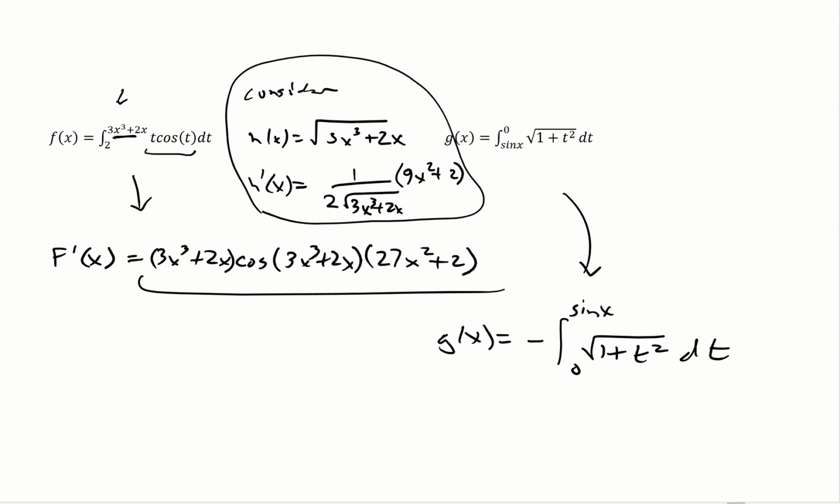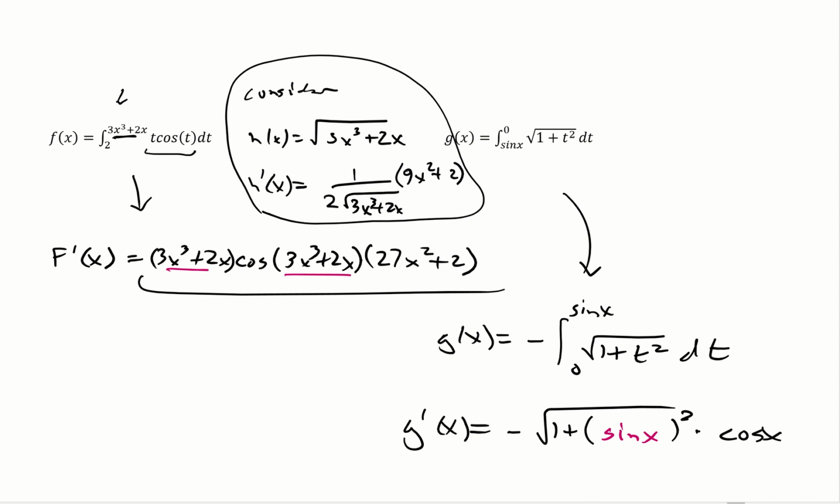So what is g prime? The outer function is the definite integral. It's going to be a minus square root of 1 plus, but then what happens? You take stuff times derivative of stuff. I'll put it in color this time. This should be this, and then its derivative. 1 plus sine x, and then squared, and then the derivative of sine is cosine of x. And this guy's done.